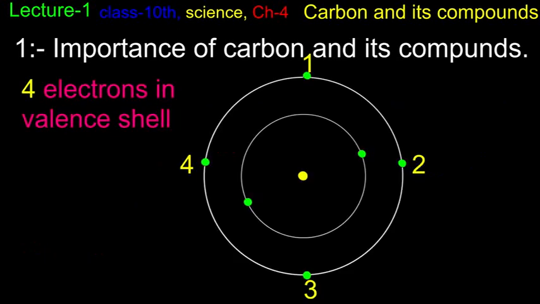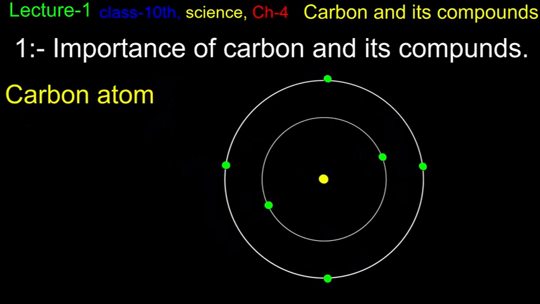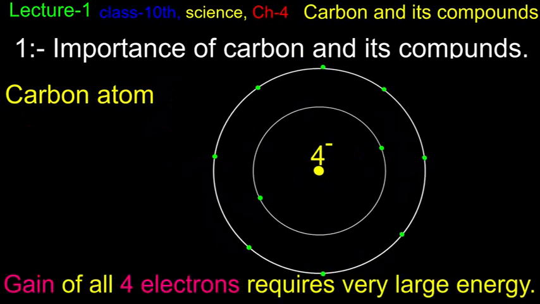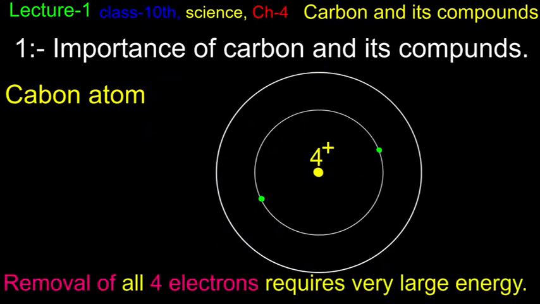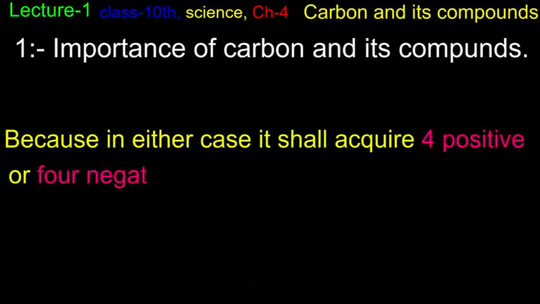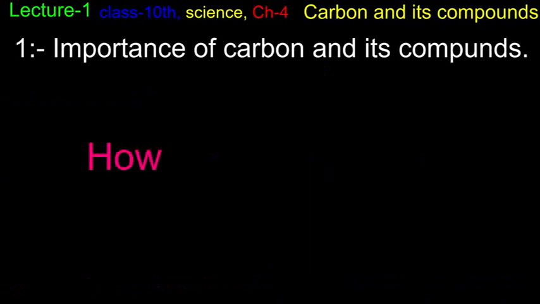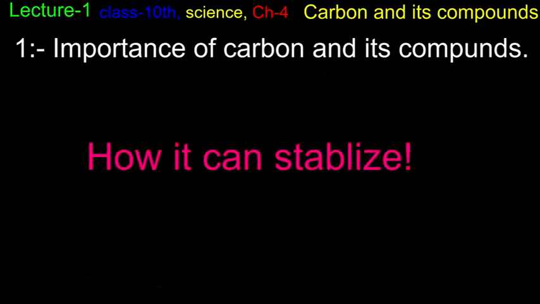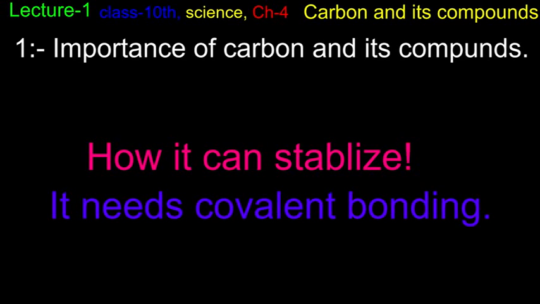Carbon is the first or smallest atom that has exactly half of octet in its valence shell. It makes carbon a unique element that is most versatile. This also makes it impossible to completely transfer electrons to it to complete its octet or away from it, because in either case it shall acquire 4 positive or 4 negative charge. So how can it stabilize? For that it needs covalent bonding.